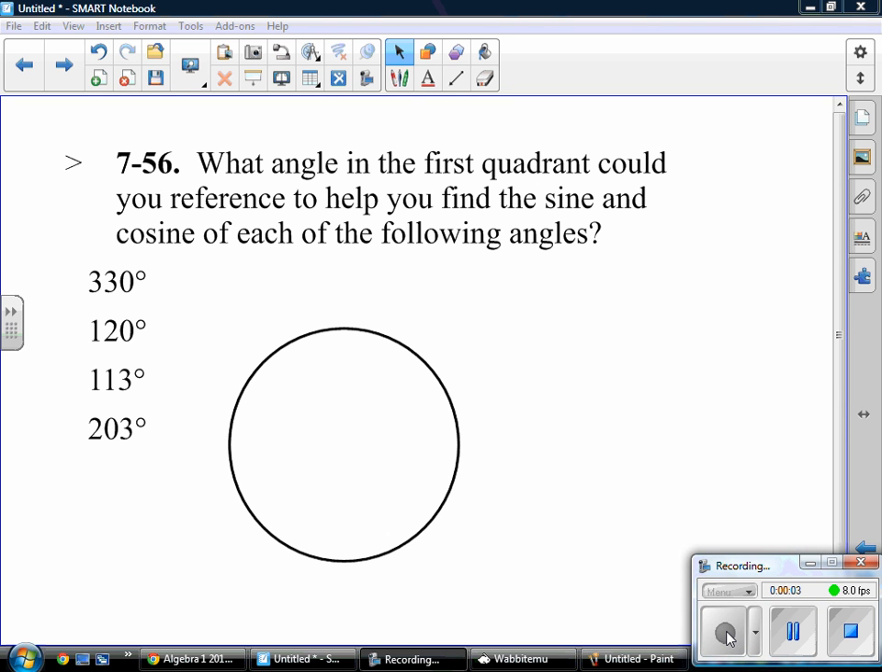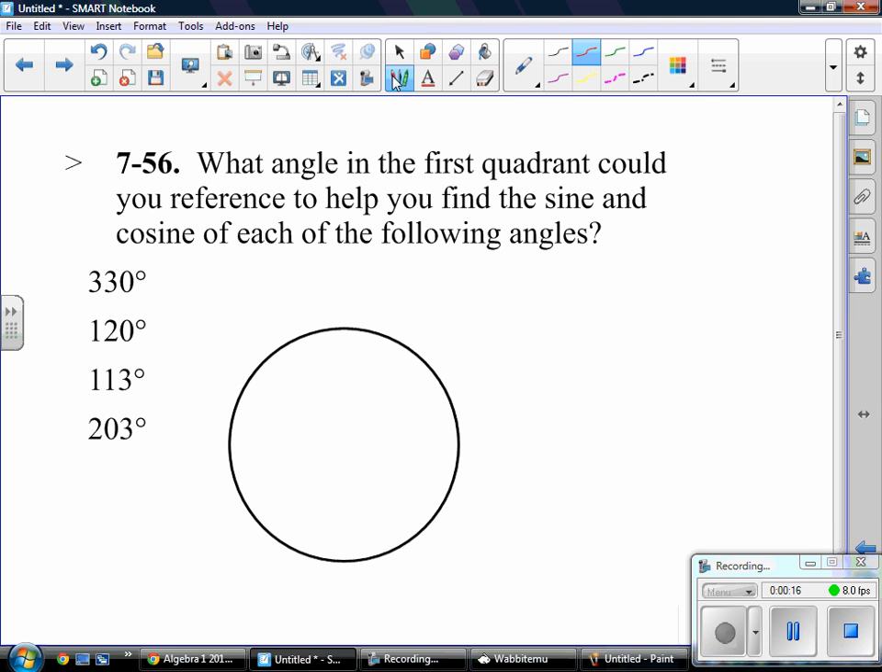This is problem 7-56 from section 7.1.4 homework. It says, what angle in the first quadrant could you reference to help you find the sine and cosine of each of the following angles? So I'm looking for an angle in only the first quadrant. So all of these answers should be between 0 and 90 degrees because those are what's in the first quadrant. Okay? So those should be my answers.